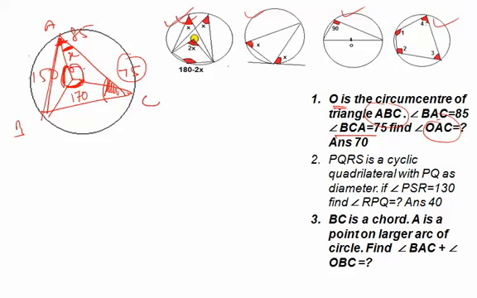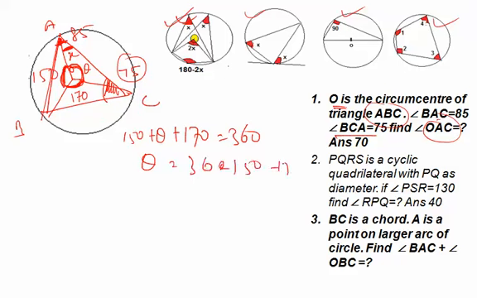So what is this remaining angle? Suppose this is theta. Because the total circle is 360, 150 plus theta plus 170 is equal to 360. So theta will be 360 minus 150 minus 170, which will be 40. So this angle theta will be 40.